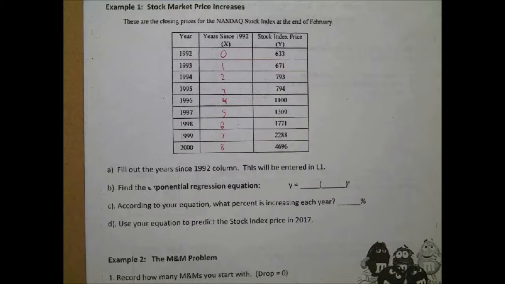If you get letter B, go ahead and try letter C as well. See if you can figure out what the percent increase is each year. And then go ahead and try letter D as well. Use your equation to predict the stock index price. Okay? So, A is 497.13. And that's right.